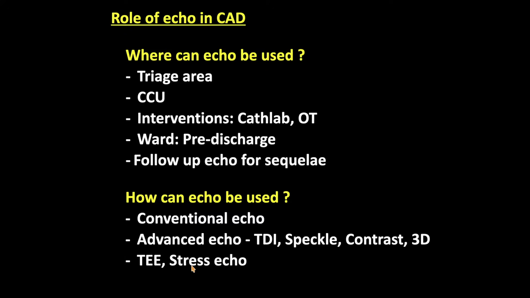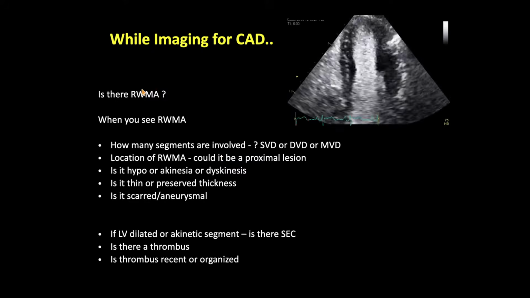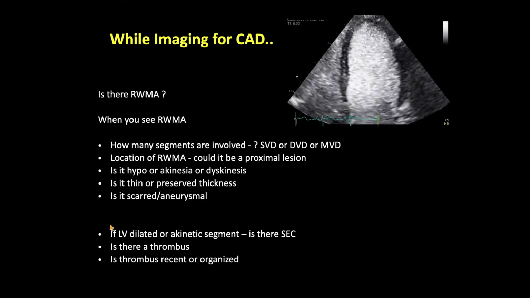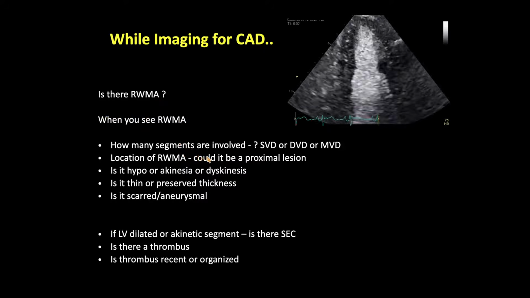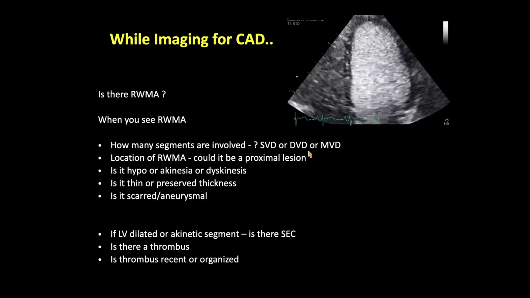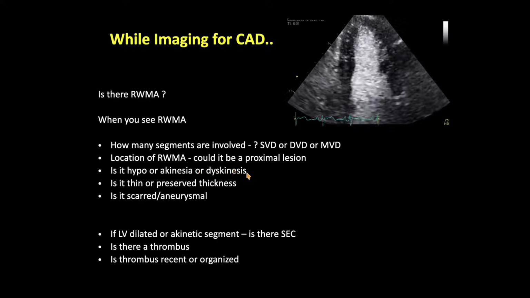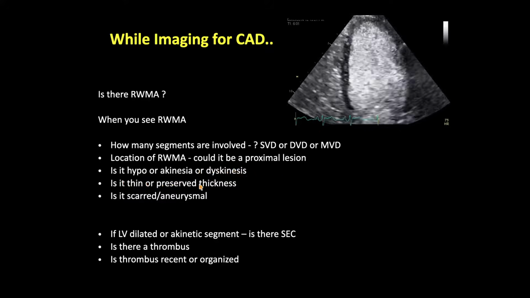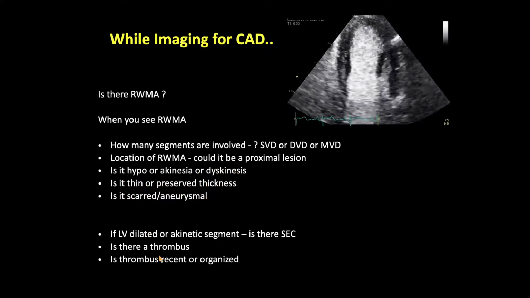And then you have the TEE and stress echoes, which are a little higher. Again, that's left to the consultant in charge to take an opinion on that. And while imaging for CAD, here is a summary of whatever I said. Is there RWMA? And when you see RWMA, how many segments are involved? With this, you conclude, is it single vessel, double vessel, or multivessel disease? Location of the RWMA, could it be a proximal or a distal lesion? Is it hypokinesia, dyskinesia? Is it thin or preserved thickness? Is it scarred, aneurysmal, dilated?